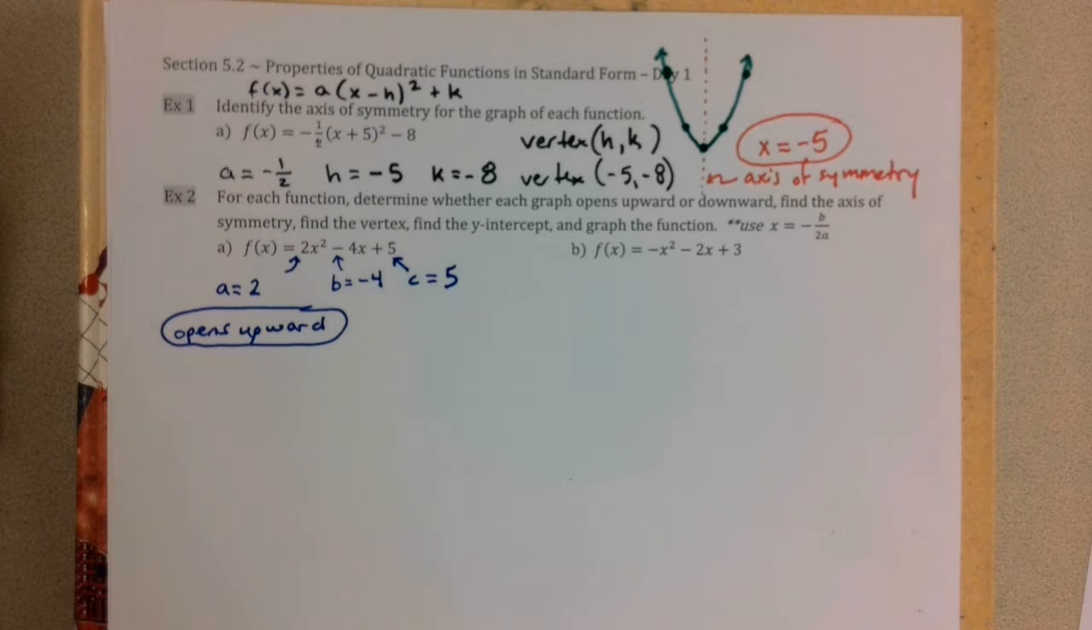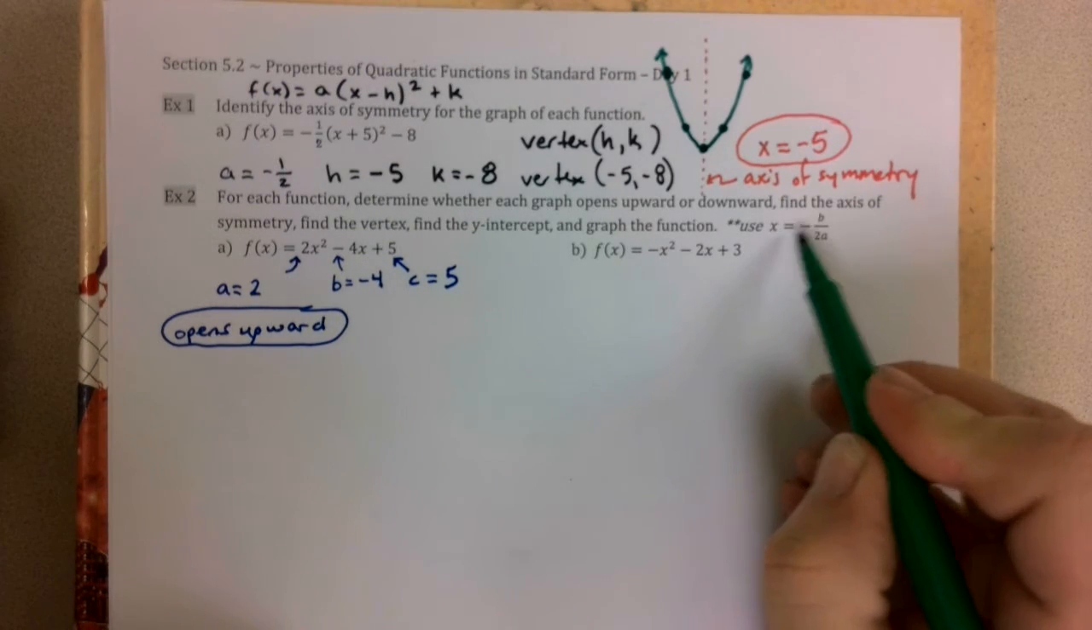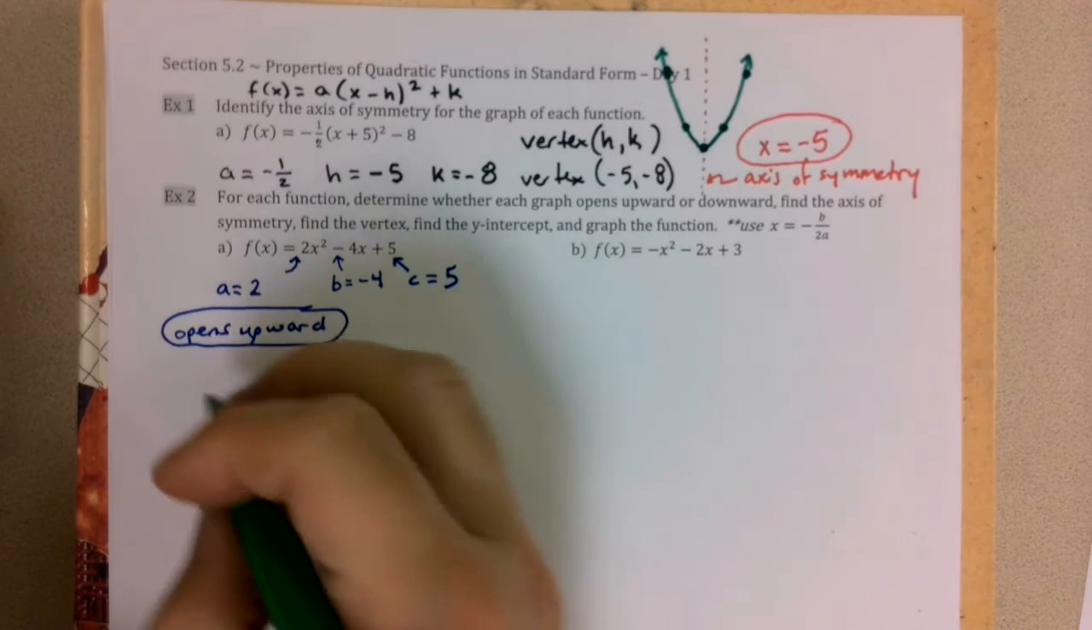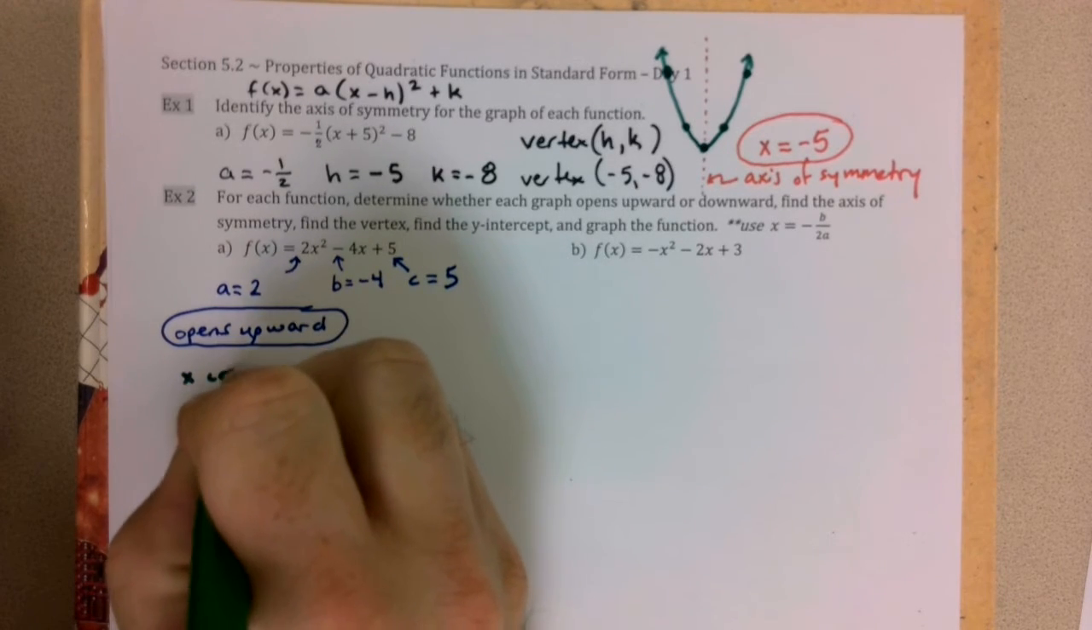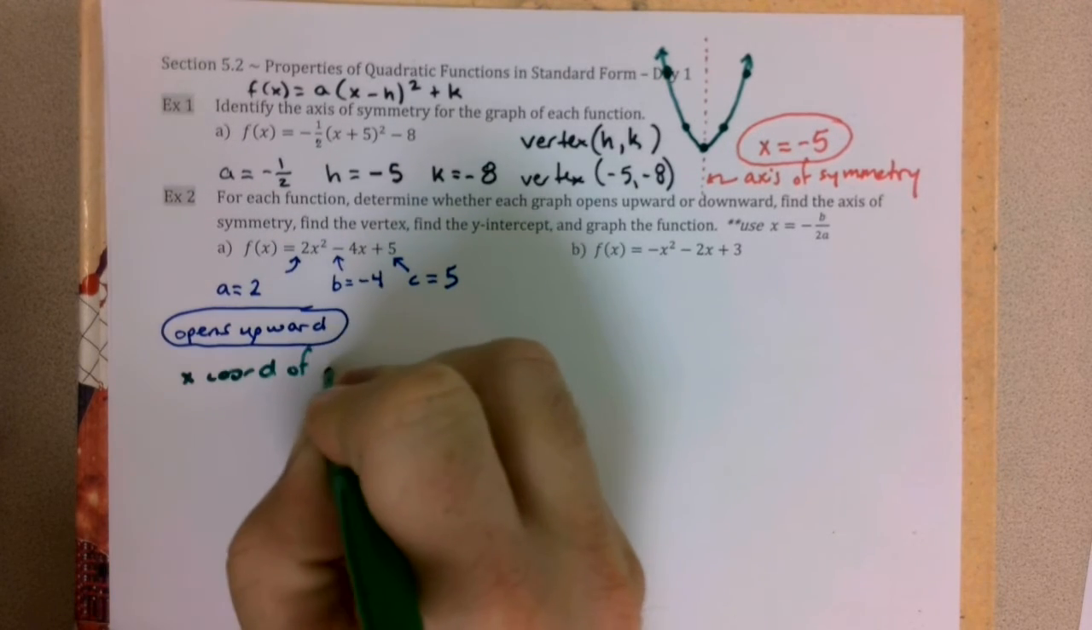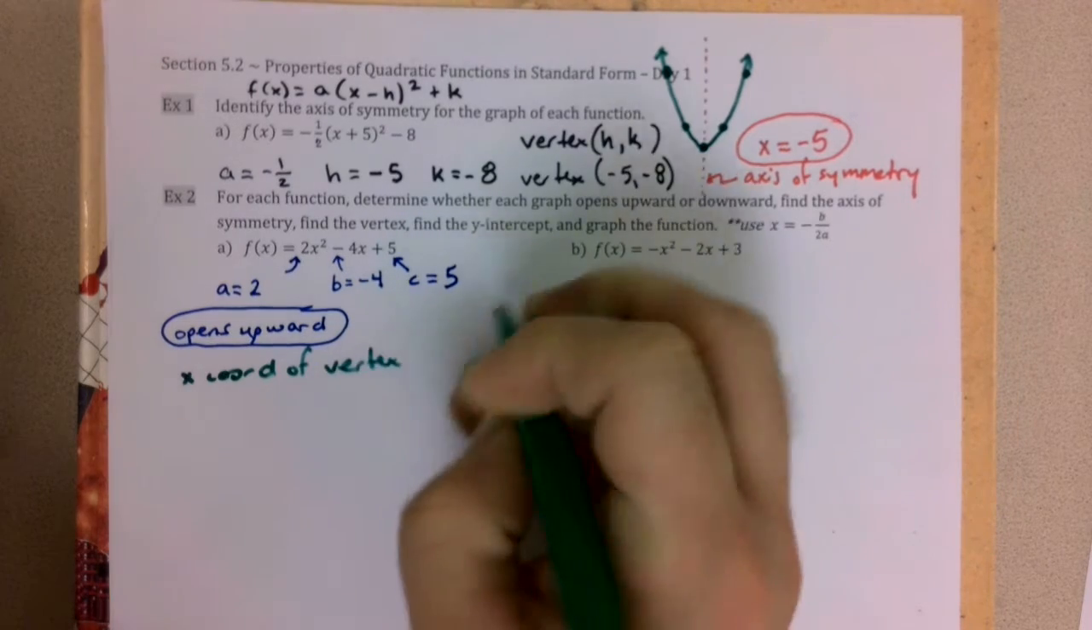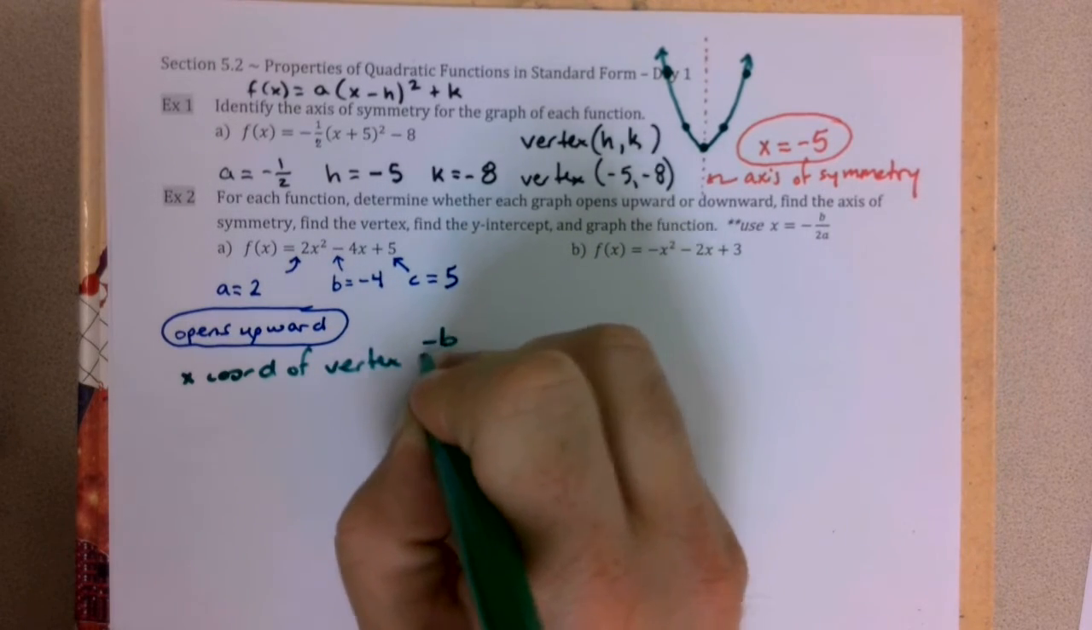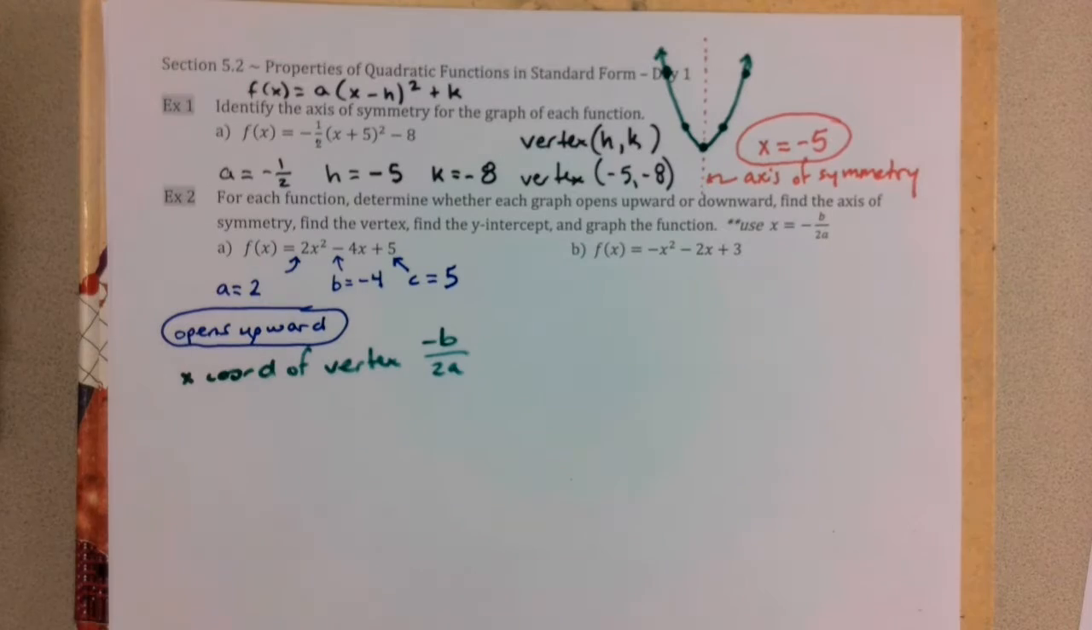The first part of the directions, we identified this graph as opening upward. We also need to find the axis of symmetry and the vertex, and we'll find the vertex next. To find the vertex, this is what we are going to go through and use. It says here we should use x is equal to the opposite of b over 2a. The x-coordinate of your vertex can be calculated by doing the opposite of b over 2a.